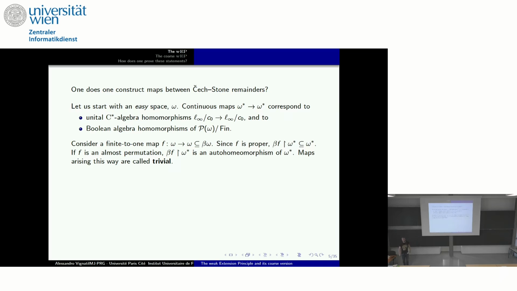Just to clarify, so as not to confuse: if f is finite-to-one, the homomorphism I'll call trivial. Beta f is trivial, whatever it induces on the Čech-Stone remainder, because it's a homomorphism that I can understand. While if it's not coming from a map between the underlying spaces, I do not understand it.